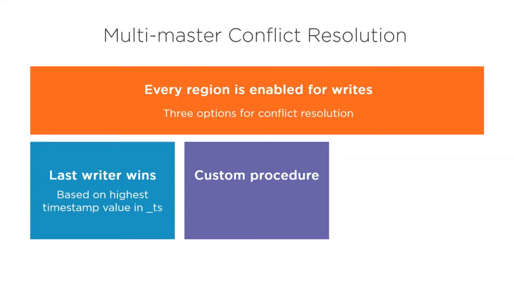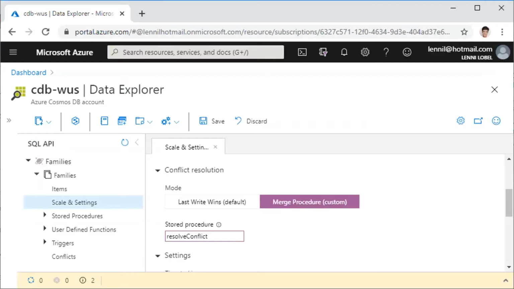But in this case here, you can say that when there's a conflict, send the conflicting documents to my stored procedure, and my stored procedure will decide the winner. Maybe my stored procedure will merge the changes and decide a final version of the document that's based on pieces of both, whatever. It's your stored procedure. And you just pick merge procedure and name your stored procedure.